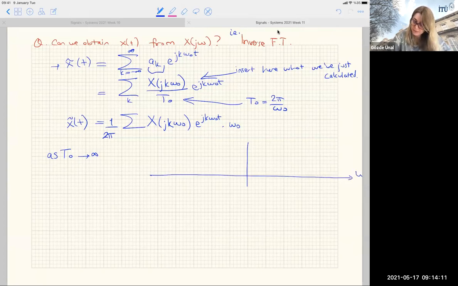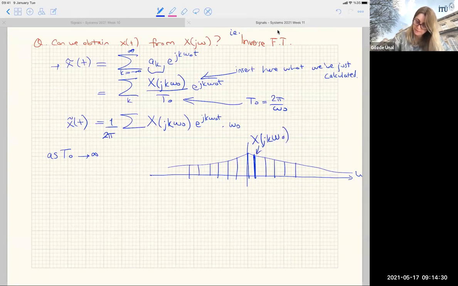Remember, I'm just making up a spectrum here. I will look at this discrete spectrum, meaning this is X(jkω0). Here this is X(j(k+1)ω0). So this is really kω0, (k+1)ω0.